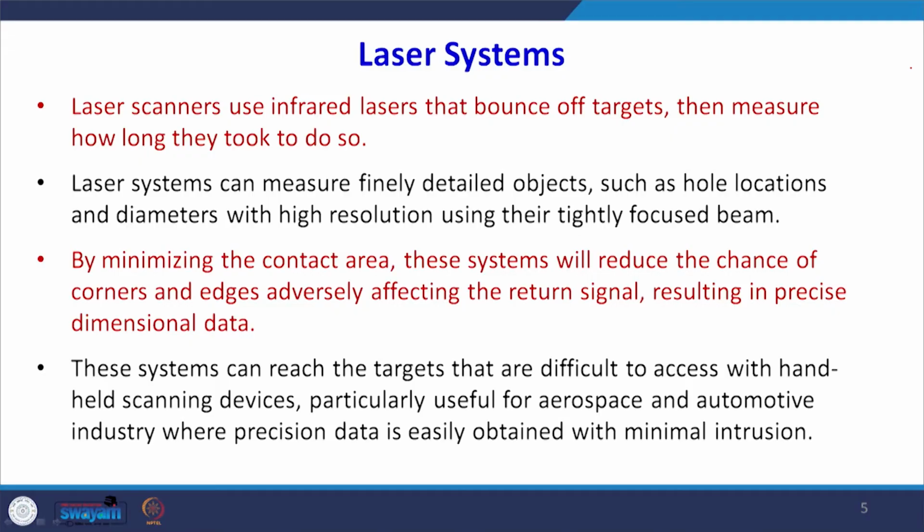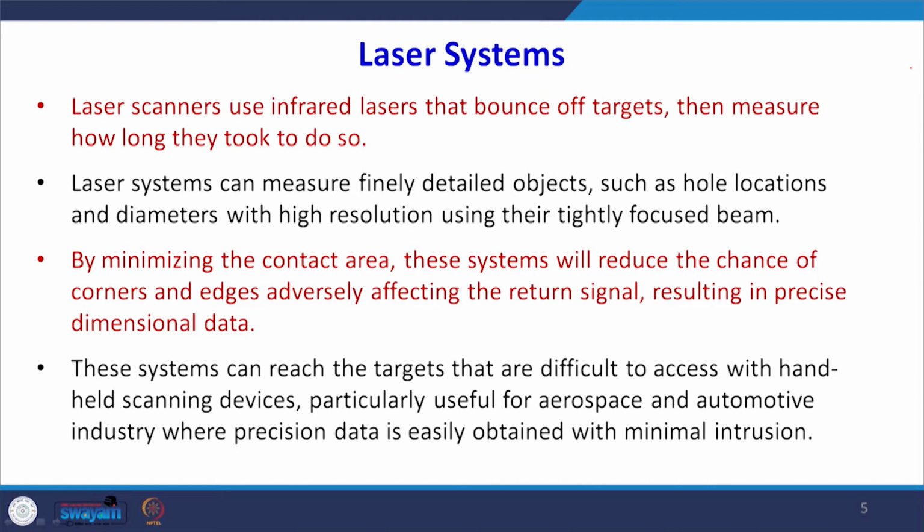Edges or corners are adversely affected by the return signal. So, we are basically getting very good data from these systems. These systems can reach those targets also where it is not possible for a human being to go, put up some device and take the measurement.